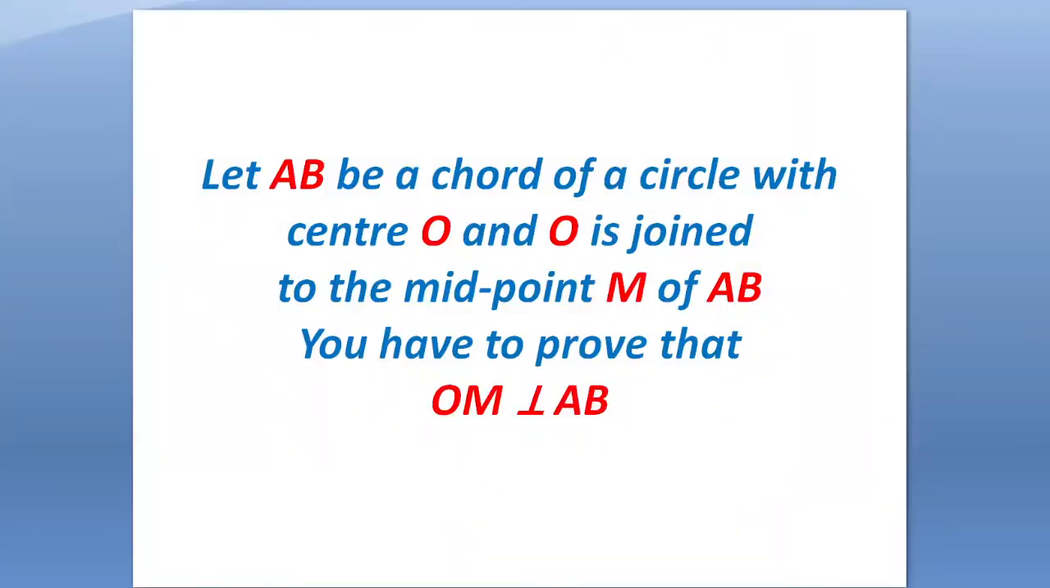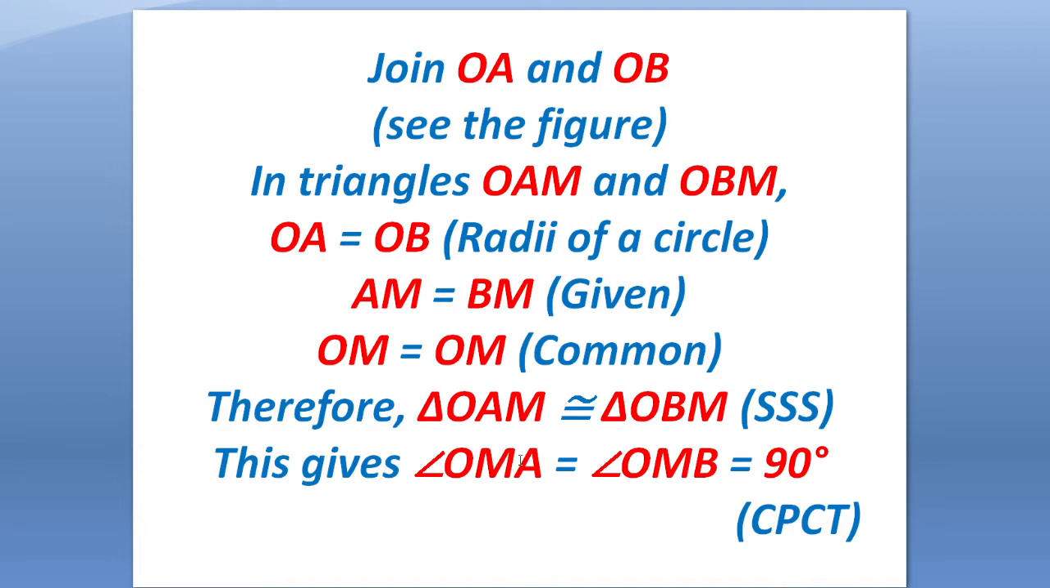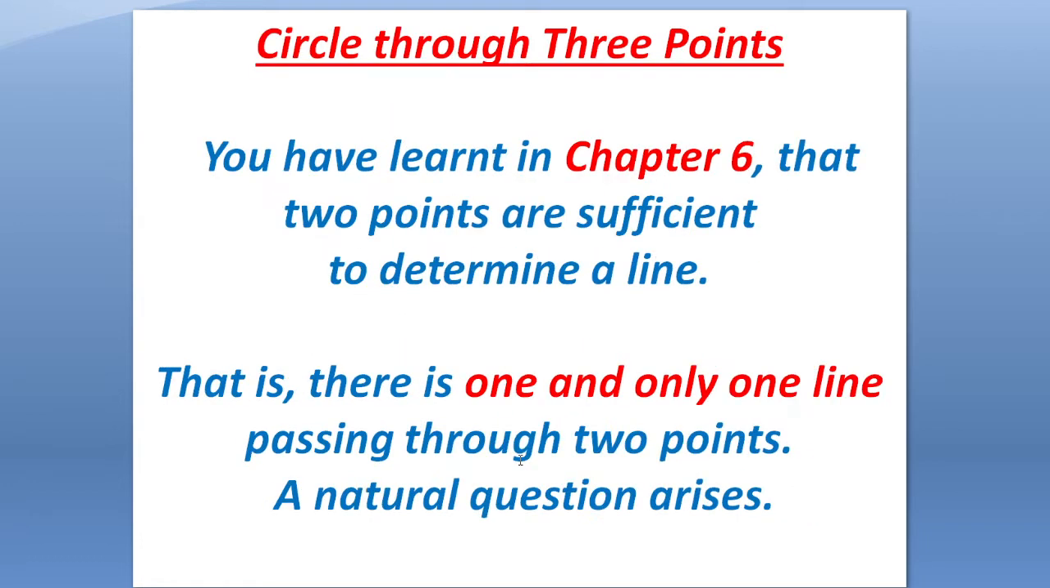So see here, we have to prove that OM is perpendicular to AB. Now see here, join OA and OB, see the figure. In triangles OAM and OBM, OA is equal to OB, radius of a circle, AM is equal to BM is given, and OM is equal to OM is common. Therefore, both triangles OAM and OBM are congruent by the congruence rule SSS. Therefore, angle OMA is equal to angle OMB by CPCT.